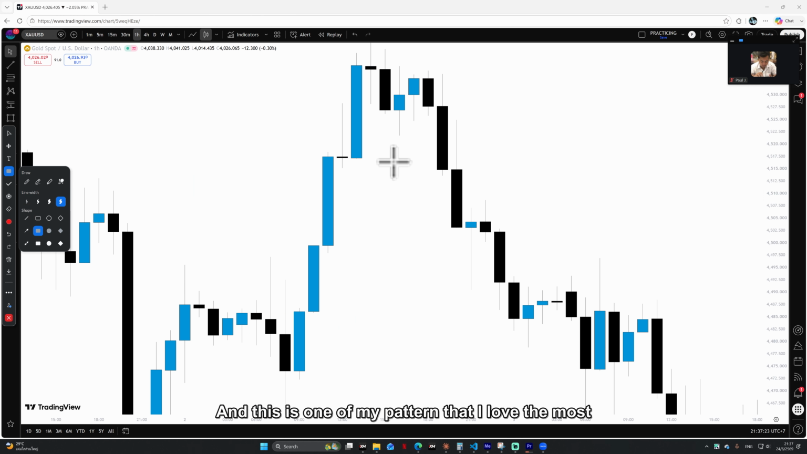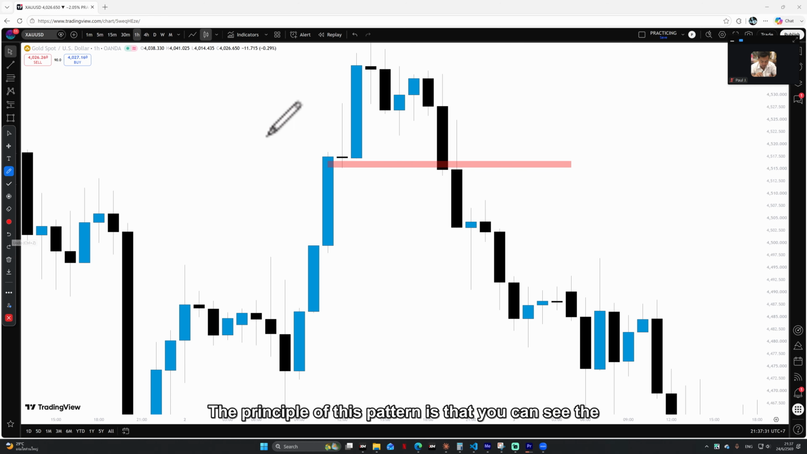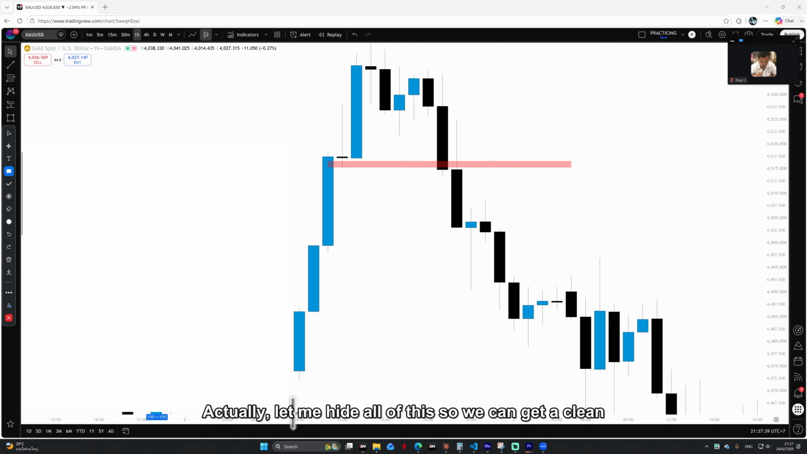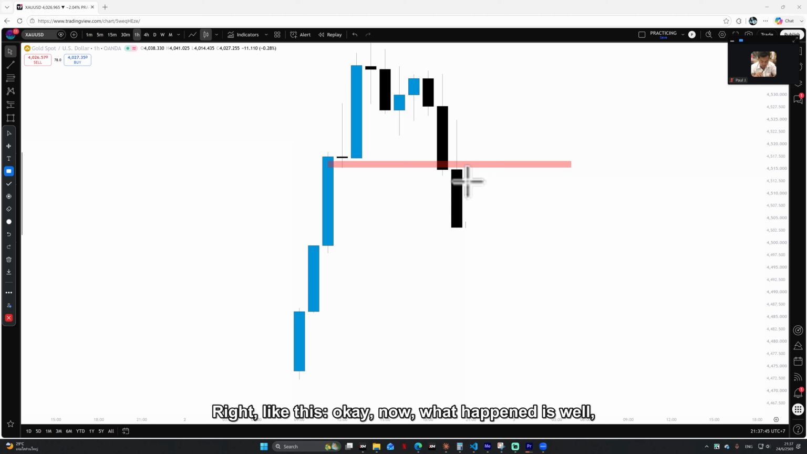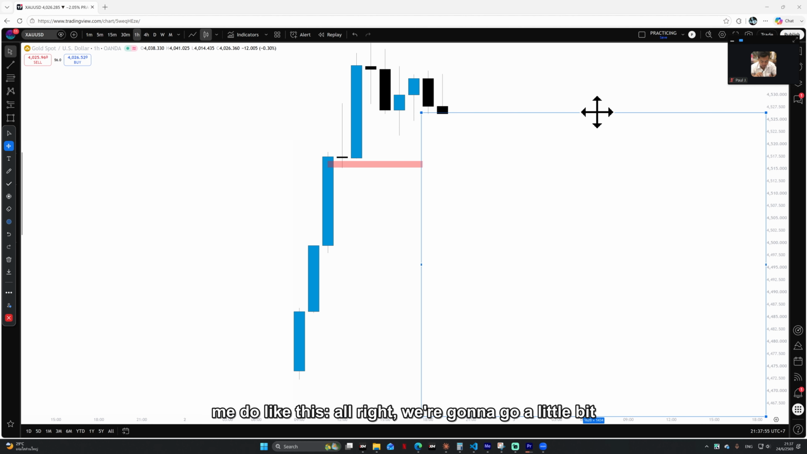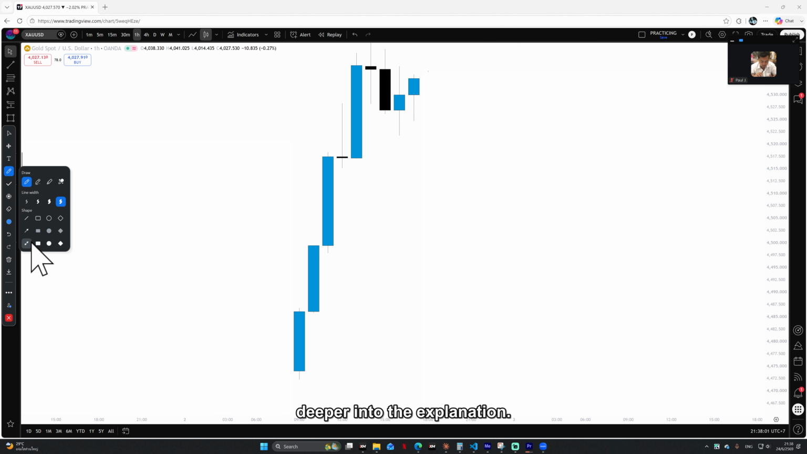How about we go back a little bit more here? And this is one of my patterns that I love the most, what I call trend changing, including clean traffic level. The principle of this pattern is that you can see the price. Let me hide all of this so we can get a clean focus on what I'm trying to teach you here, right? Like this. Okay. Now, what happened is, well, obviously, sometimes you see... actually, let me do it like this. All right, we're gonna go a little bit deeper into the explanation.